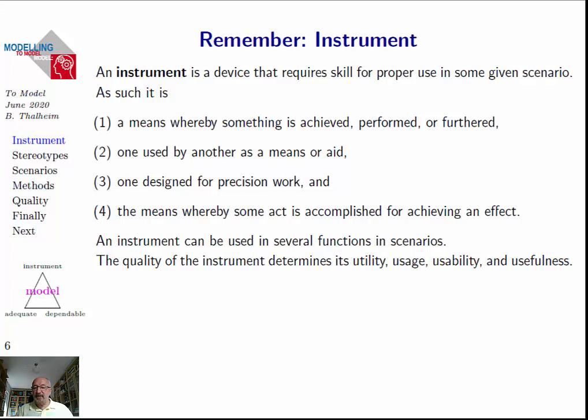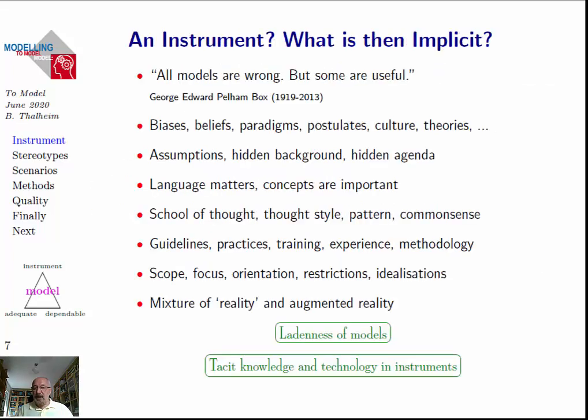An instrument can have several functions in scenarios. The quality of the instrument determines, of course, its utility. That means the usage and the usability and the usefulness. Okay, with an instrument we cannot claim that anything in the model is true. I claim that models must and should be useful. A model, however, brings a number of background, a number of deep model properties.